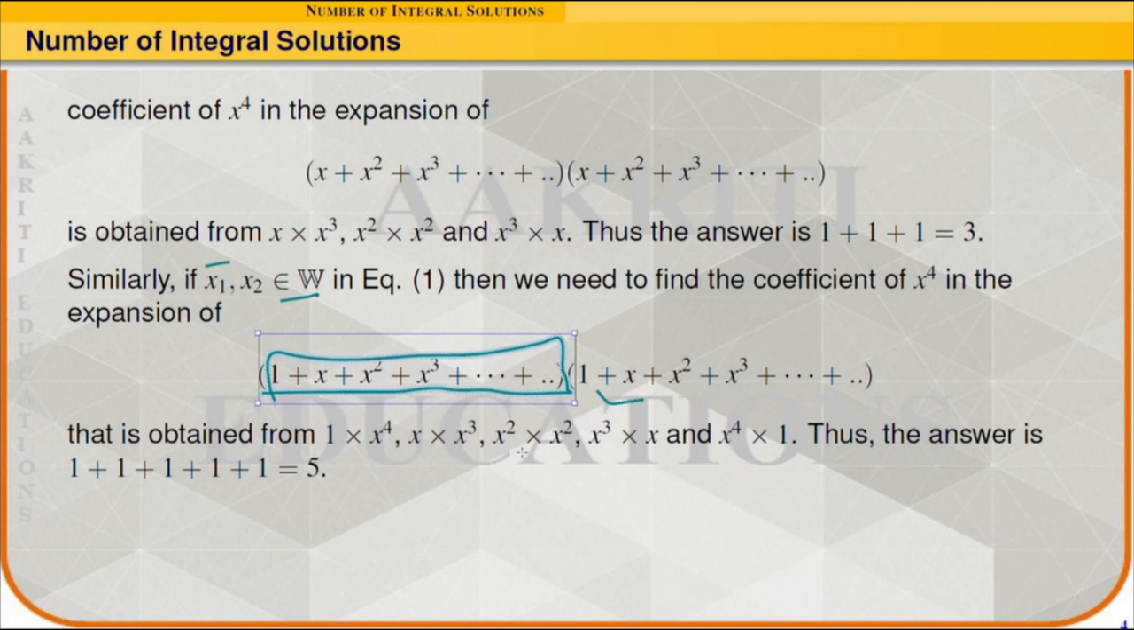So now we can find the coefficient of x raised to the power 4 as 1 into x raised to the power 4, x into x cube, x square into x square, x cube into x, and then x raised to the power 4 into 1, and the final answer is 5. Okay, so it is similar to the previous case.